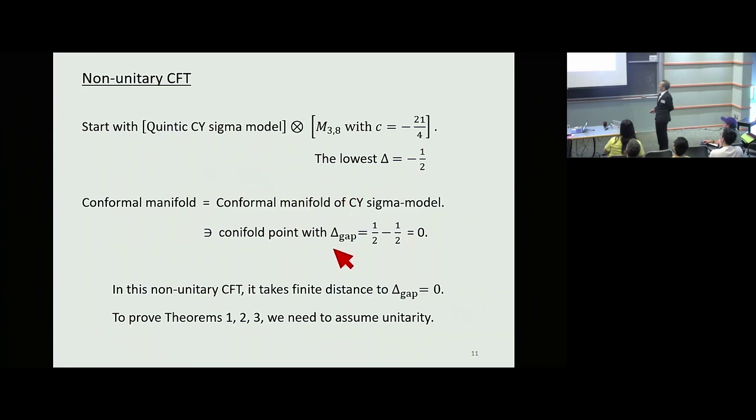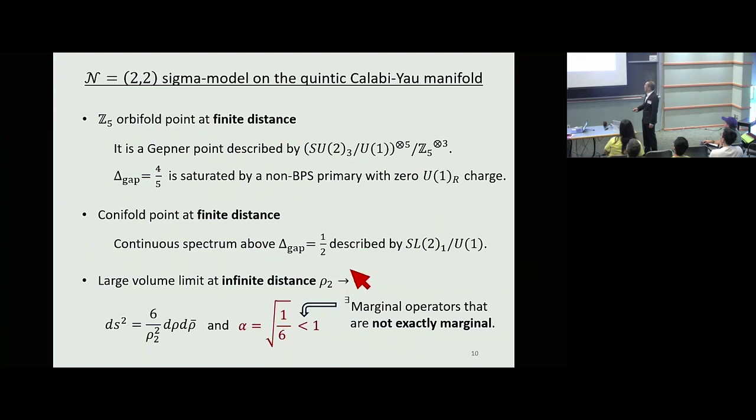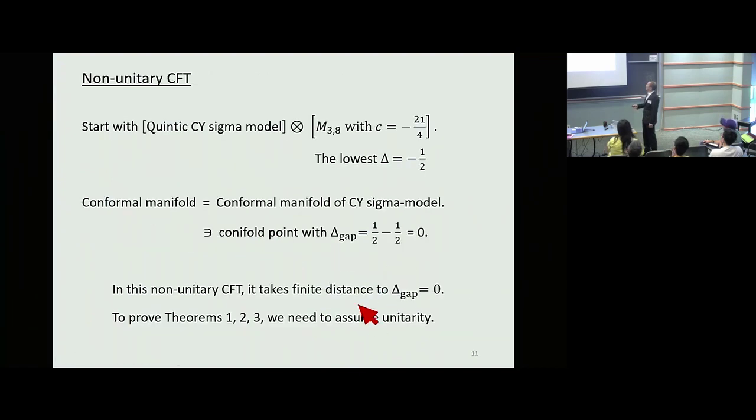And this contains a point where the conformal dimension vanishes, because this has a continuum that, as I said, goes all the way down to 1/2 at the conifold point. And this has an operator of conformal dimension minus 1/2. So if you combine them, you get the gap which vanishes there. But it's at a finite distance. So you say that, well, this is a counterexample to our theorem. But this is a counterexample only because this is a non-unitary theory. So you see that in order to prove this theorem, we have to use unitarity. Okay? So these are the 3 examples that I wanted to mention.